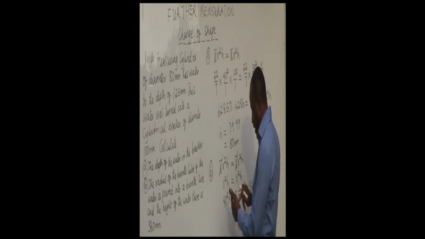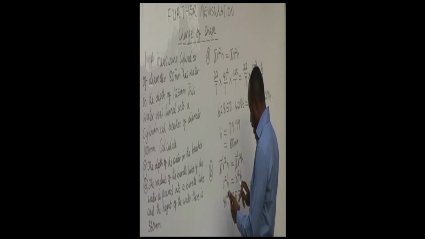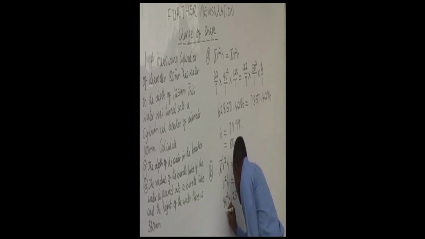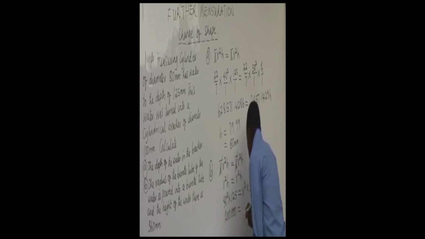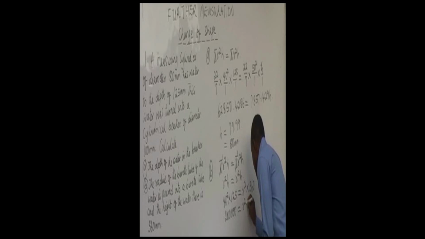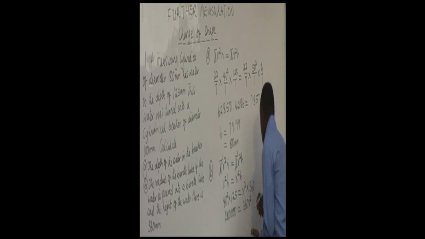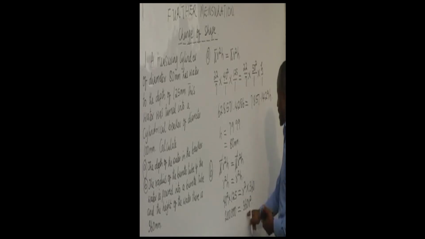40 times 40 is the meaning of 40 squared. Then times 125 is giving us 200,000. So we have 200,000 is equal to r squared. Okay, r squared times 360 will give you 360 r squared. Now divide both sides by 360 so as to get r squared.